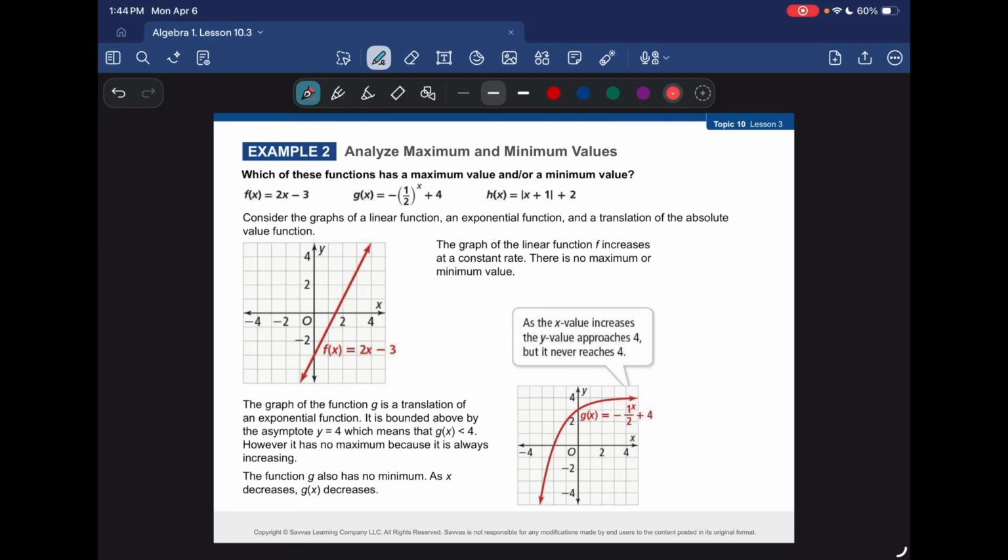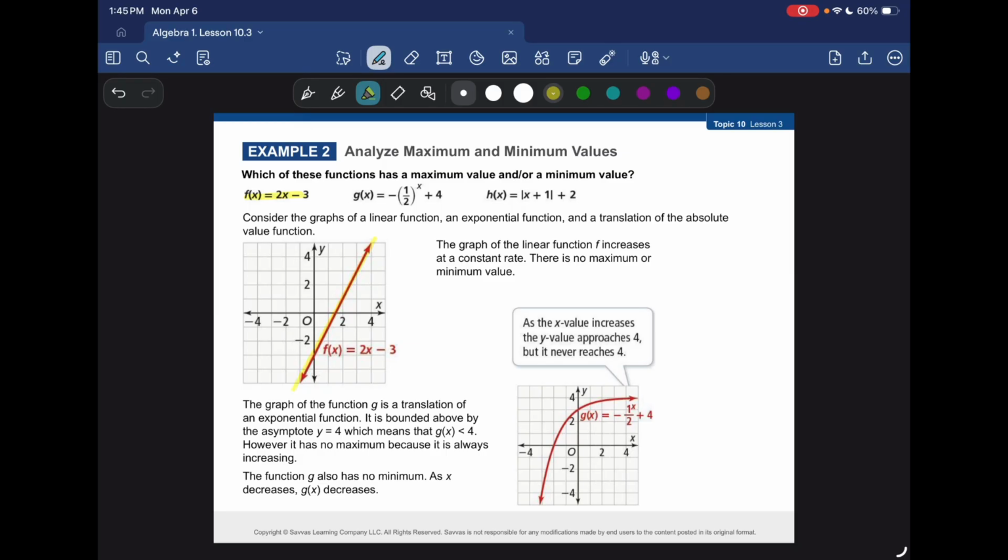Example 2. Maximum and minimum values. Which of these functions has a maximum value and or a minimum value? So remember, we have to look at the graph and see what the trends are, and a maximum is, of course, going to be the greatest value, and the minimum will be the least value. So our first function is f of x equals 2x minus 3. We can see that this is a linear function. It should have a constant rate of change. Here's the graph of 2x minus 3. And we can see that it is a constant rate of change. So what would be the maximum and minimum?